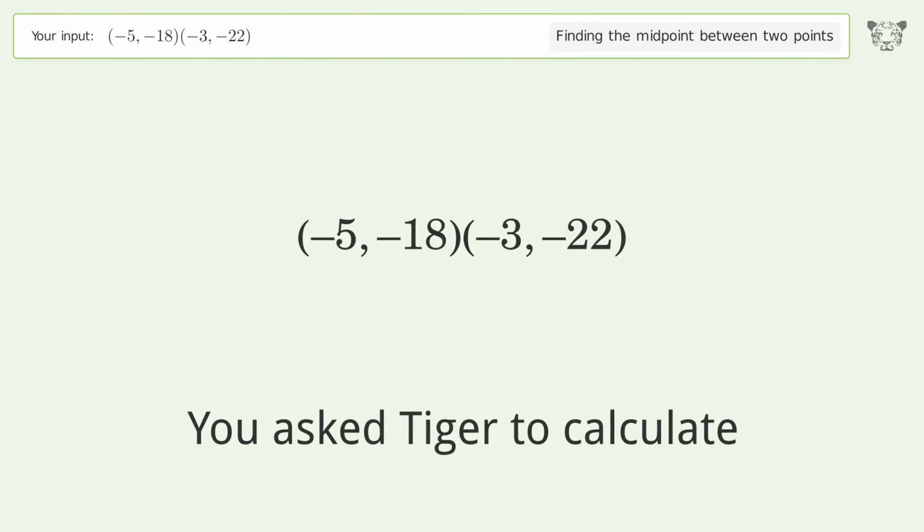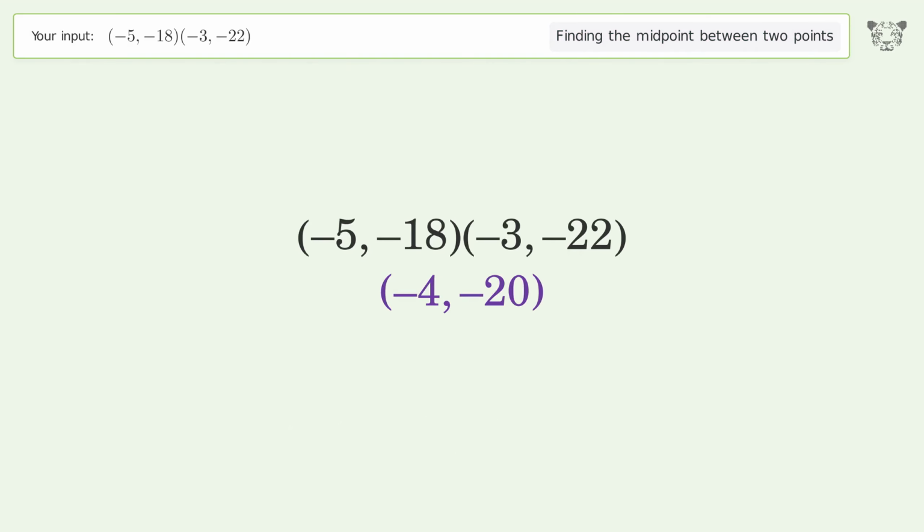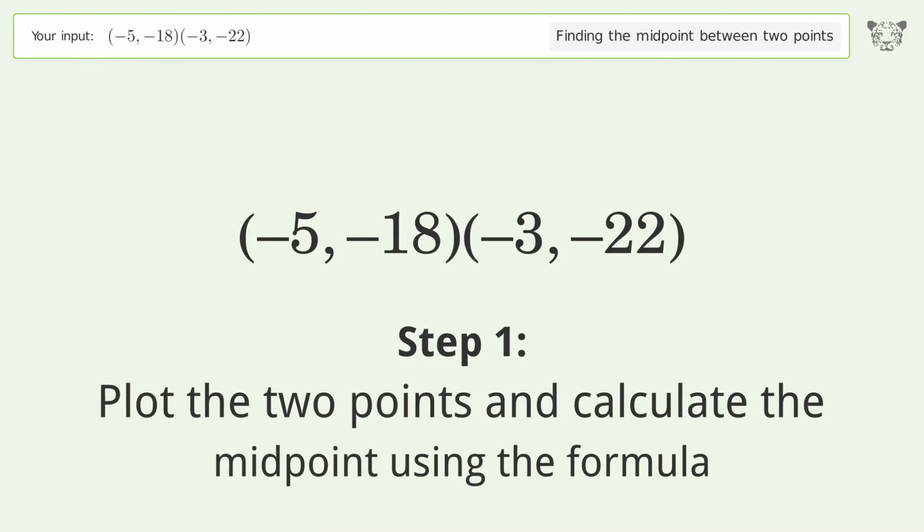You ask Tiger to calculate. This deals with finding the midpoint between 2 points. The midpoint between the 2 points is -4, -20. Let's solve it step by step. Plot the 2 points and calculate the midpoint using the formula.